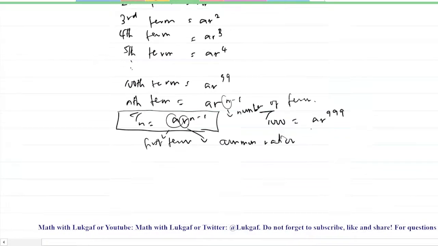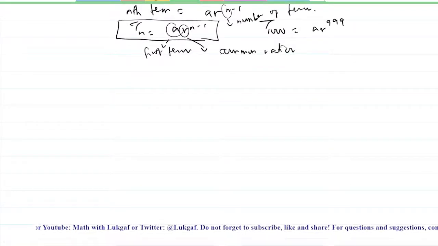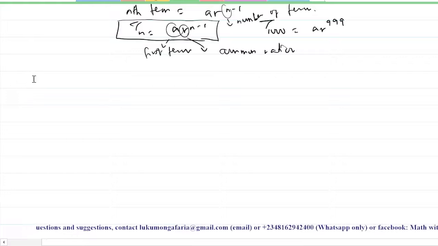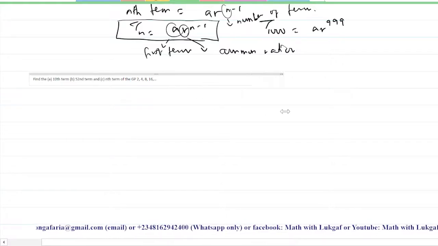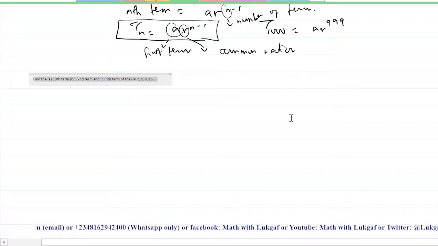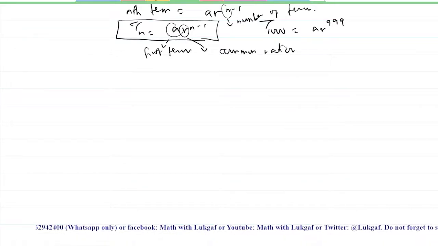So, if that is clear, let me give you an example to see what I'm explaining. Example: if I have this type of question, if the question says, let me just make it more bold so that we can see it very well.